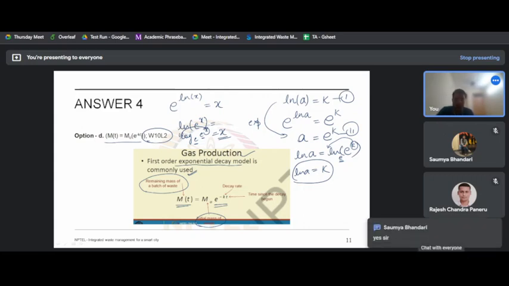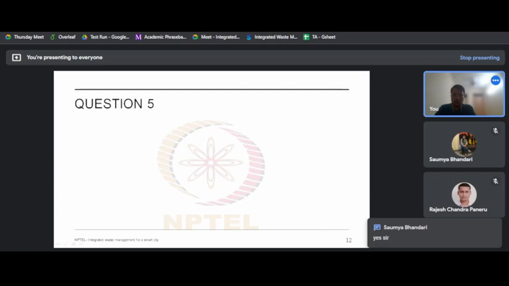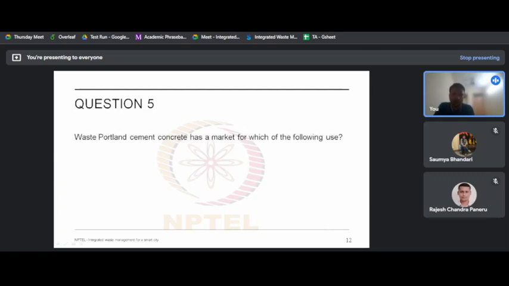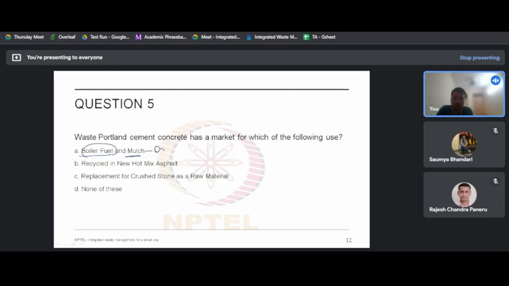Yeah. So moving on to question number 5. Waste Portland cement concrete has a market for which of the following uses? The options are boiler fuel and mulch, recycled in new hot mix asphalt, replacement for crushed stone as a raw material, and none of these. So let's take each of the options one by one. For getting used as boiler fuel or even mulch, you need the waste to be organic in nature. Whereas Portland cement concrete is inorganic, so A cannot be the answer. For this, usually we use wood.